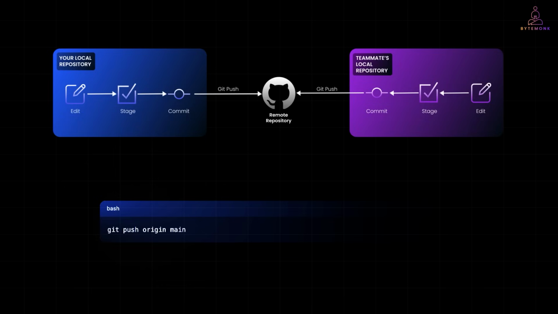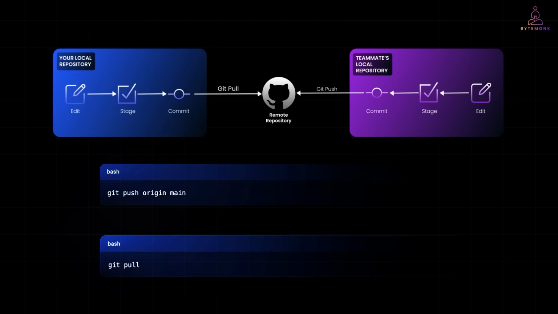Now let's say your teammate pushed something while you were coding. To grab their updates, you run git pull. That's like saying, fetch anything new from the cloud and merge it into my local copy. So the full Git workflow looks like this. You edit, stage, commit, push, and then pull. And that's how your code and your team stay in sync.